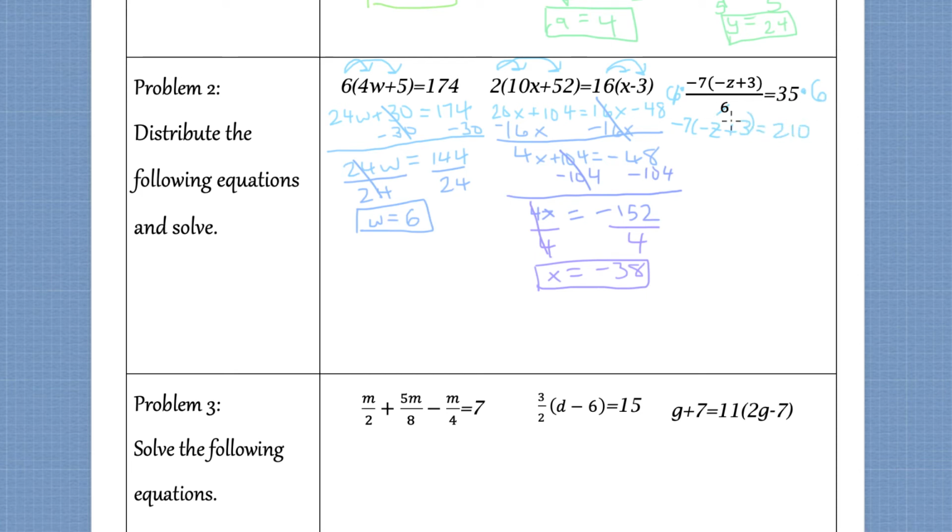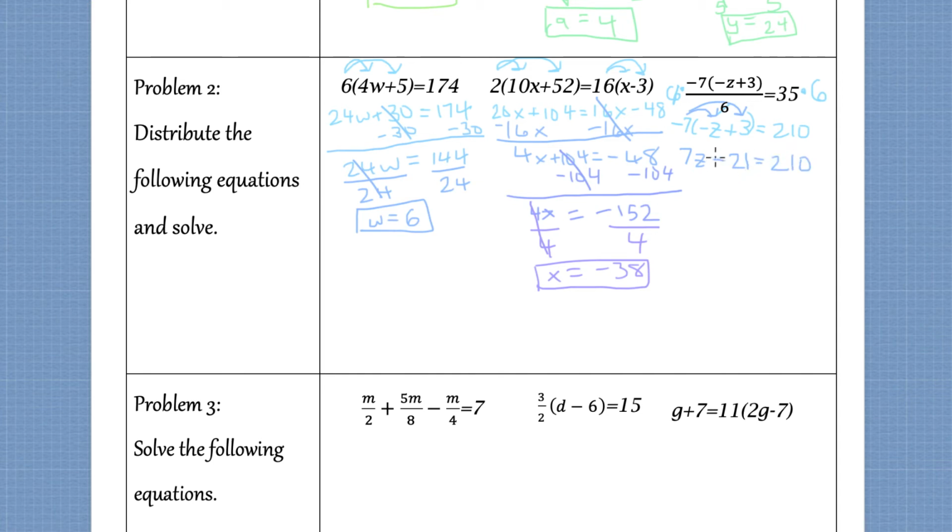And so that's our equation over here, and if you see, we need to distribute this equation on the left side. We want to multiply the negative 7 by the negative z, and we want to multiply the negative 7 by the 3. And so we're going to distribute this, and so negative 7 times negative z is going to give us positive 7z, and then negative 7 times 3 is going to give us negative 21, so that's minus 21, which is going to be equal to 210.